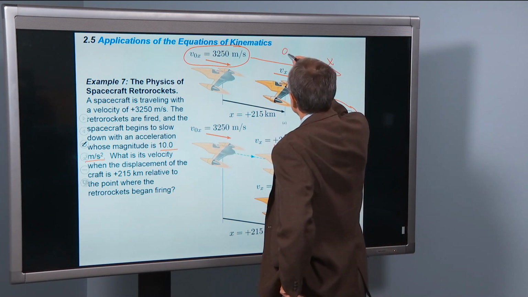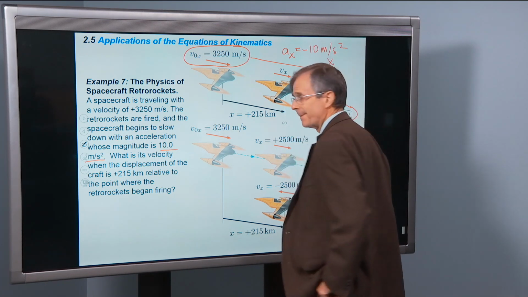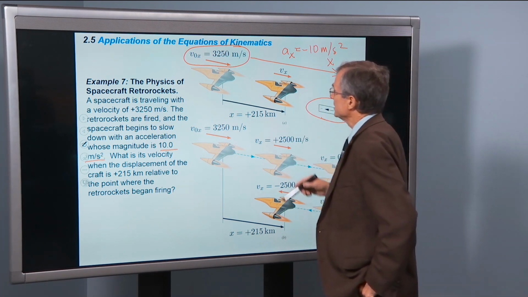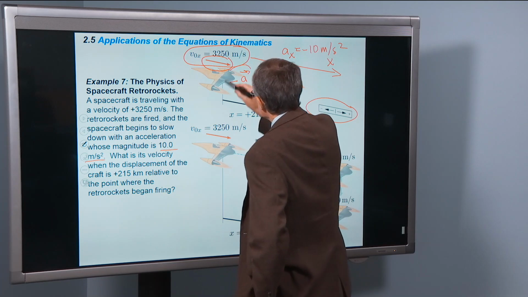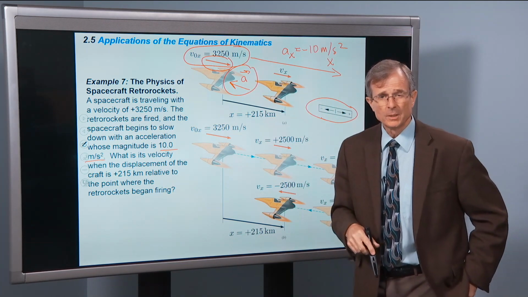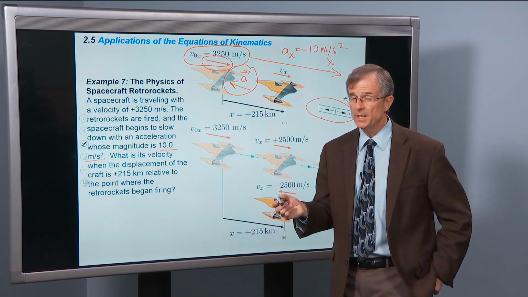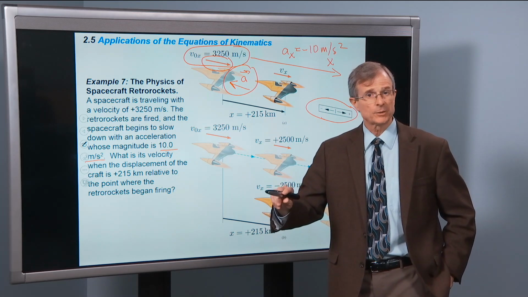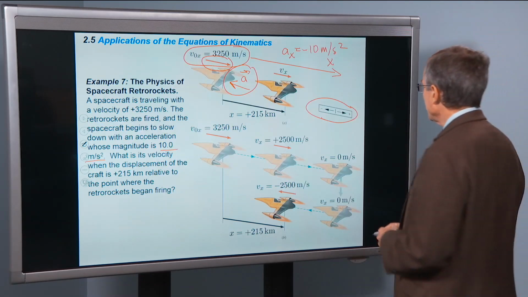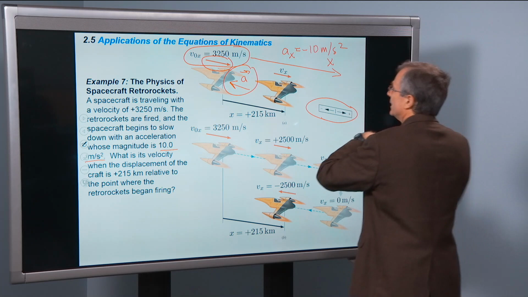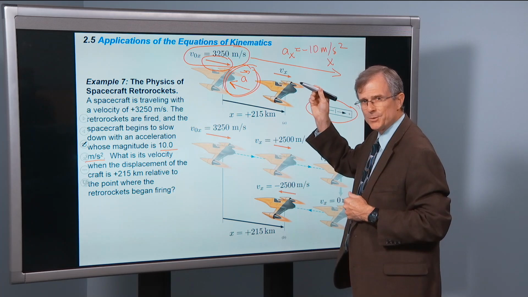Why did we take the acceleration vector to be negative 10 meters per second squared? Because the acceleration vector is opposite the velocity vector. Here's the velocity, here's the acceleration. It's slowing down, so the acceleration vector must be opposite to the velocity vector. If it were speeding up, the acceleration and the velocity vectors would be in the same direction. We've taken the x direction to be positive in this direction. The acceleration vector is therefore in the negative x direction.